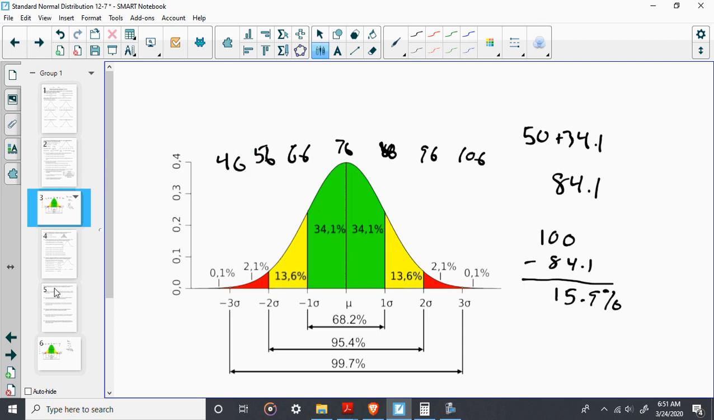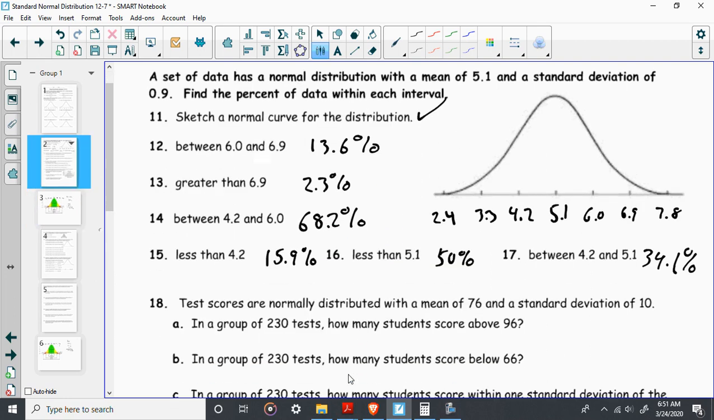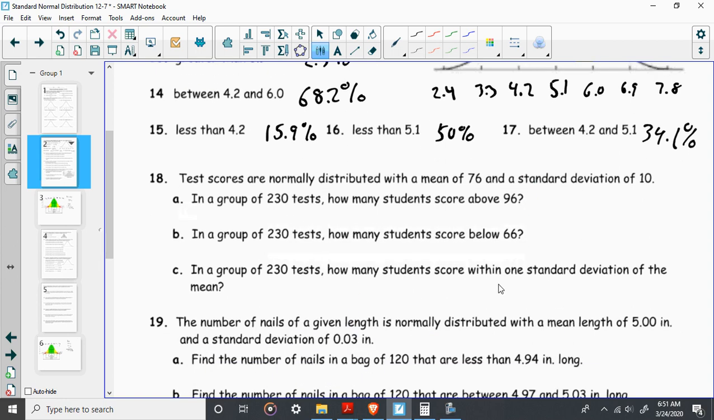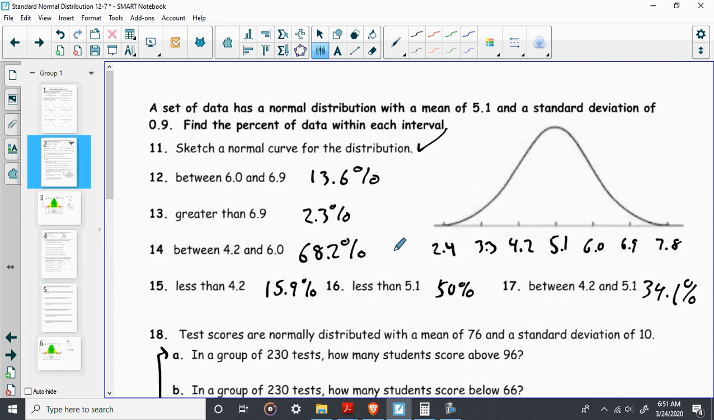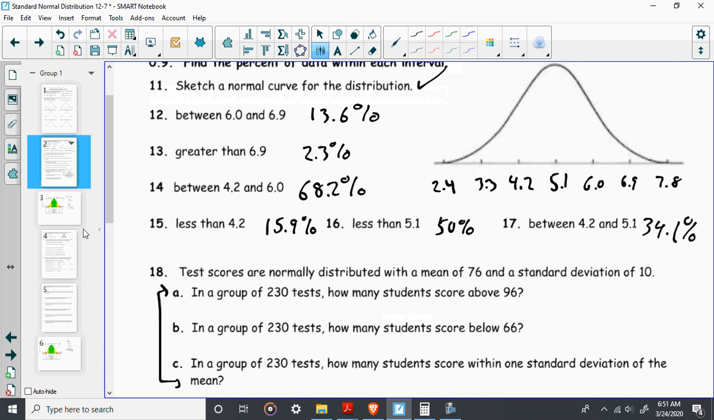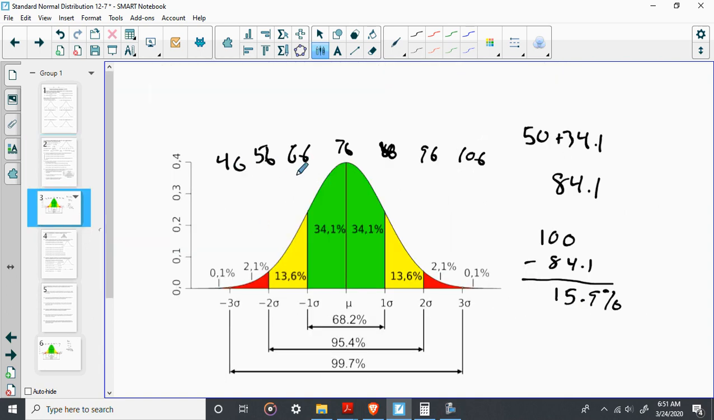Okay? And what I'd like to see you guys do tonight is go ahead and find out the percentages. We'll worry about how we're going to apply this to the number of tests, but find the percentages for A, B, and C. So it says, how many students score above 96? Well, I just need to know what percentage of students score above 96. It asks, how many students score below 66? So what's this percentage down here? We'll take those percentages today, and tomorrow we'll talk about how we're going to apply them to the actual numbers.